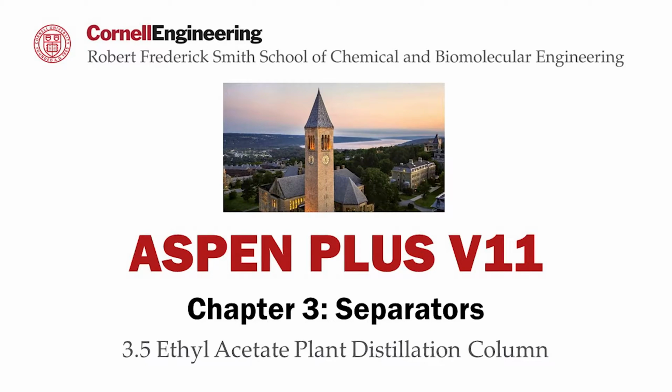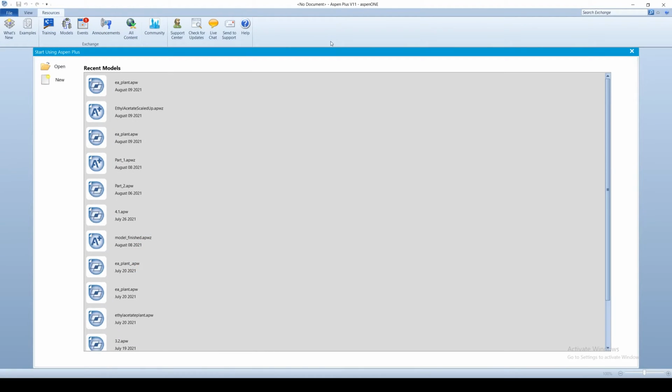In this screencast, we will continue to build on the first part of our ethyl acetate process, which takes ethanol and acetic acid as inputs and outputs a stream of 98% ethyl acetate and 2% water. We will begin from the reactor model built in Chapter 2.3.